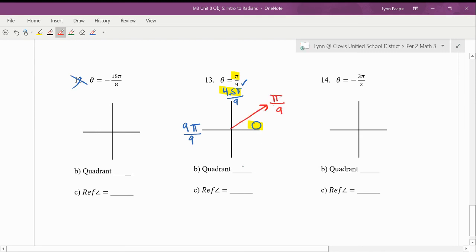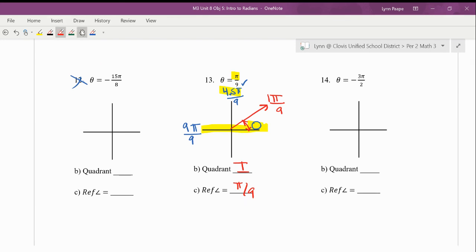1 pi over 9, which is in quadrant 1. And so where is my shortest rotation to the x-axis? That's how I always find my reference angle. So which way would I head? Should I backtrack to the 0 or keep going forward to 9 pi over 9? Which one is that shortest distance? It's certainly going to be backtracking to the 0. So how far apart is 0 from 1 pi over 9? Well, it's going to be 1 pi over 9, or pi over 9.